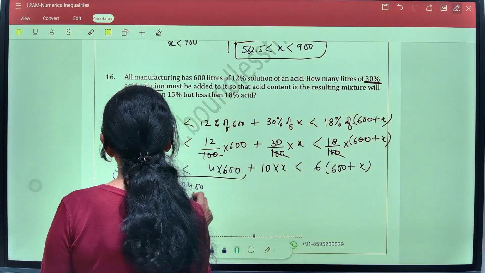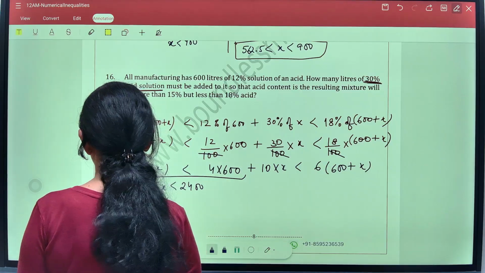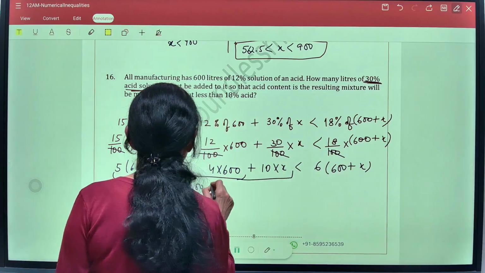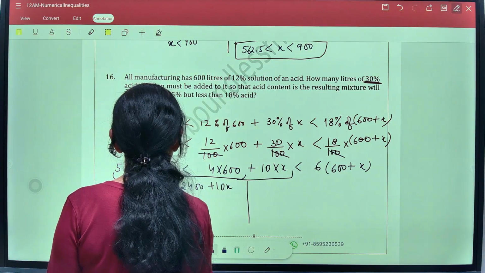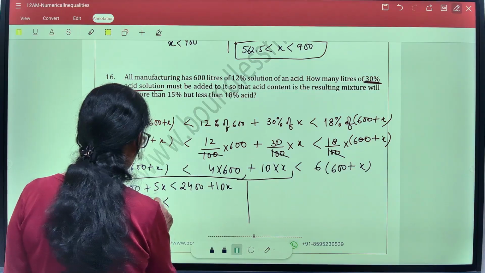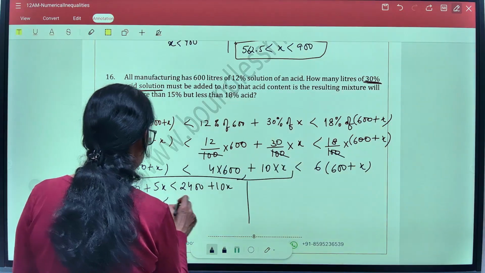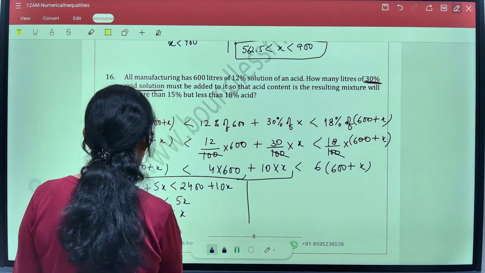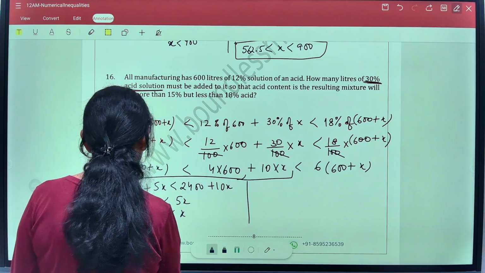That means 5x, and we have this 10x also here on the right side. So we have 10x plus 10x here. So 5x, bring 5x to the right side. So we'll have constants on the left. So 3000 minus 2400 is 600, less than 10 minus 5 is 5x. Okay, so x is greater than 5, x is greater than 120. So this is what we get from the left side.